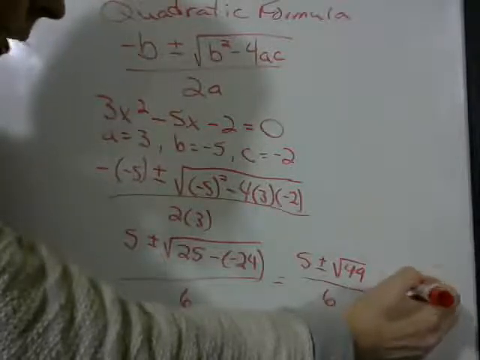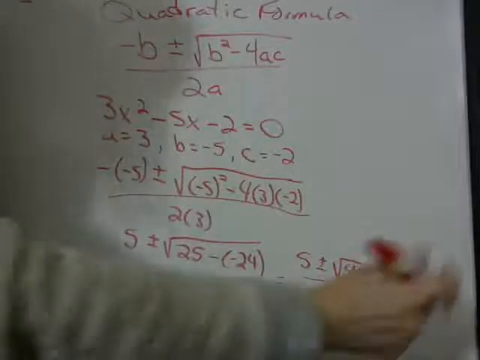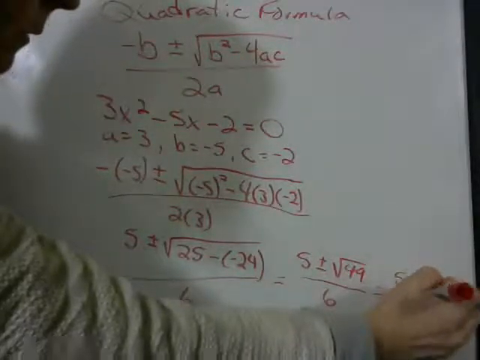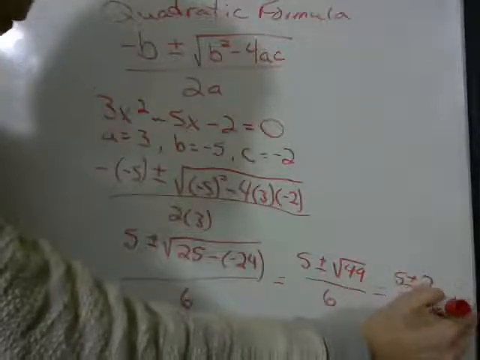5 plus or minus. What's the square root of 49? If you don't know, you can plug it in your calculator, but you should know some of the basic roots. It's 7 divided by 6.